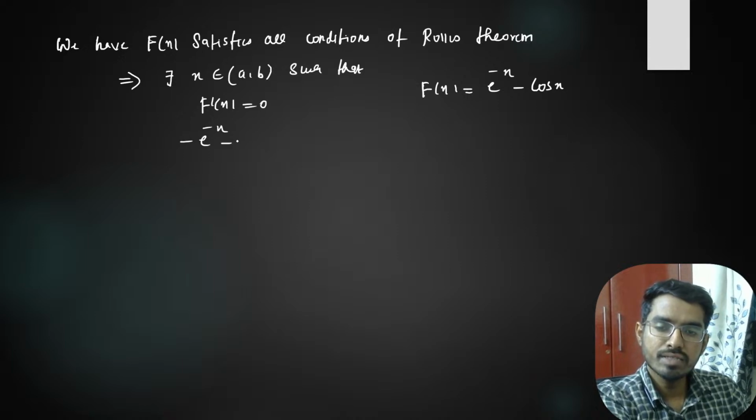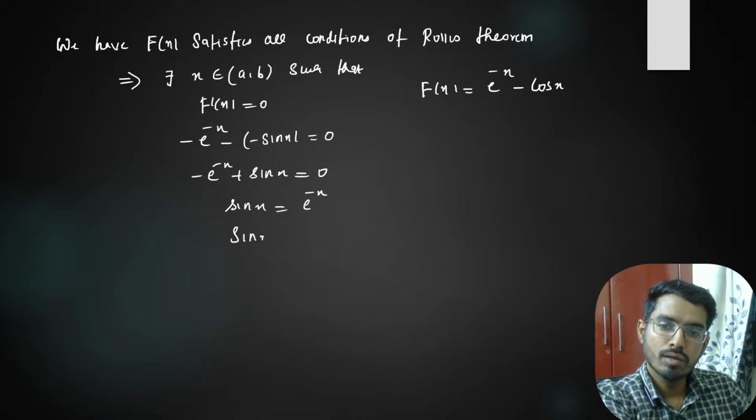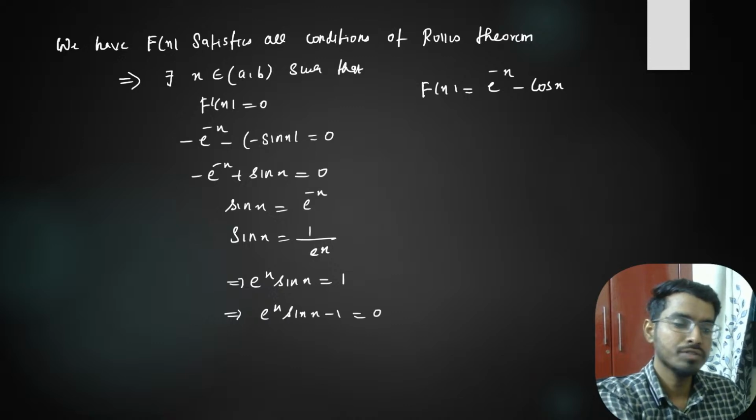Minus e^(-x). The derivative of cos x is minus sin x, so f'(x) is equal to 0. So that means this is e^(-x) + sin x is equal to 0. So sin x is equal to e^(-x). Sin x is equal to 1 by e^x. This implies e^x sin x is equal to 1. This implies e^x sin x - 1 is equal to 0.